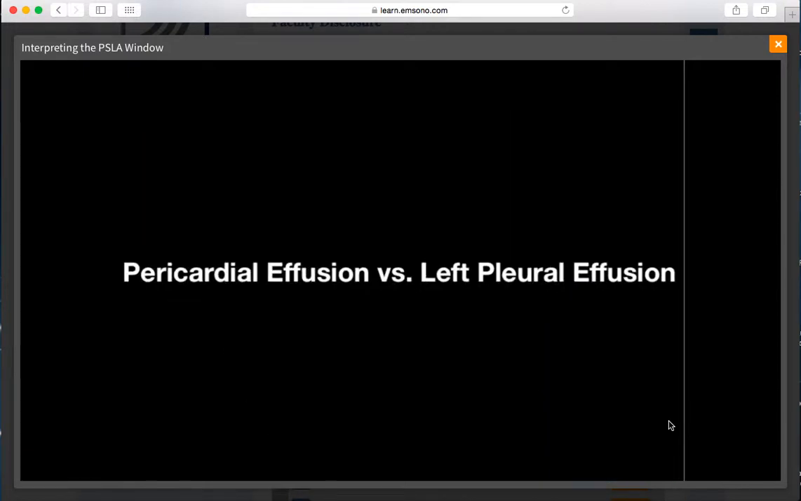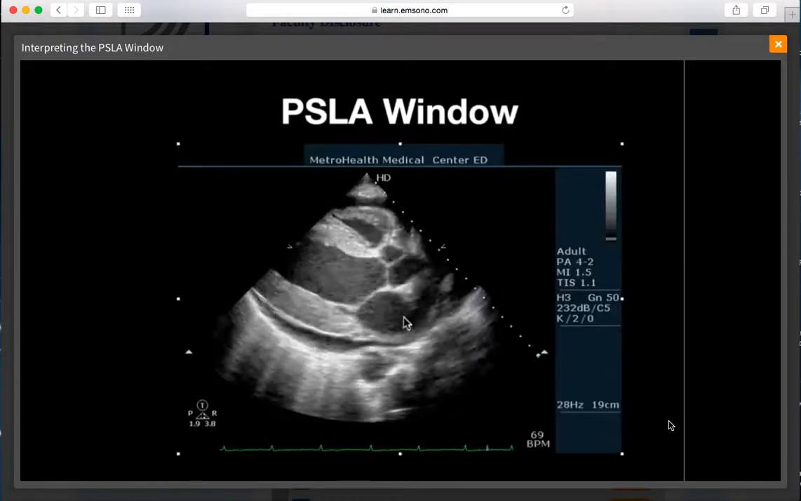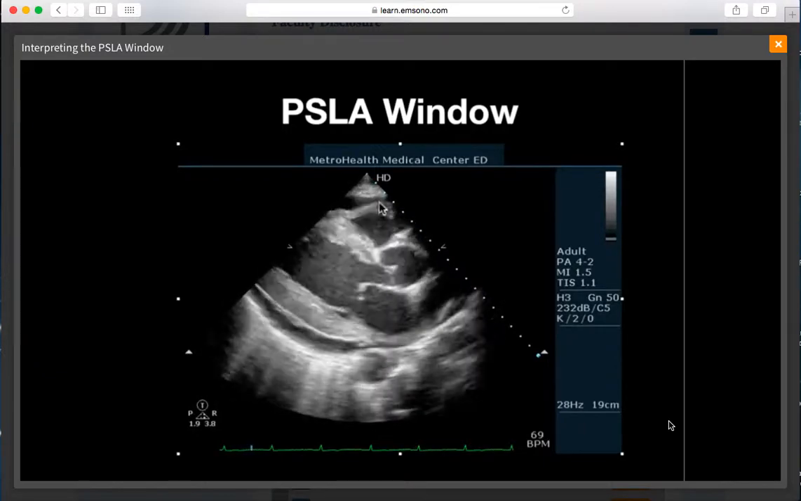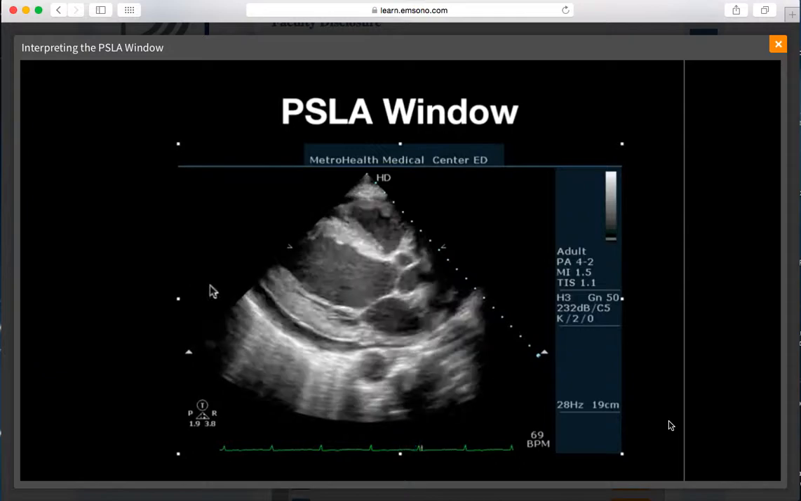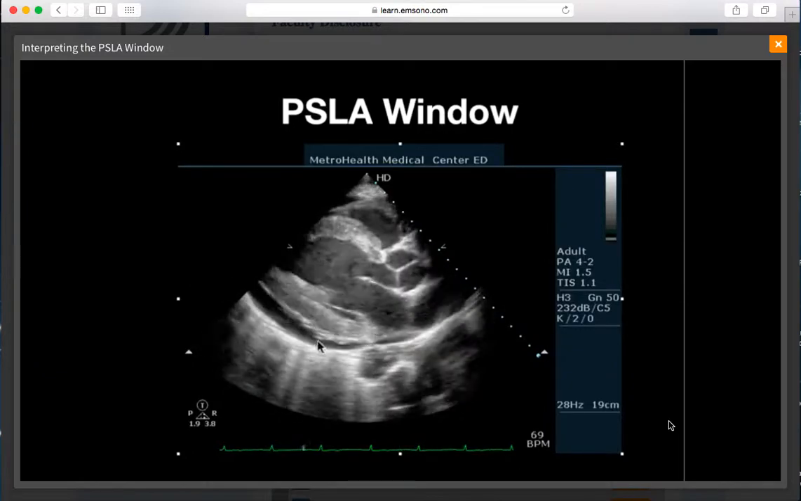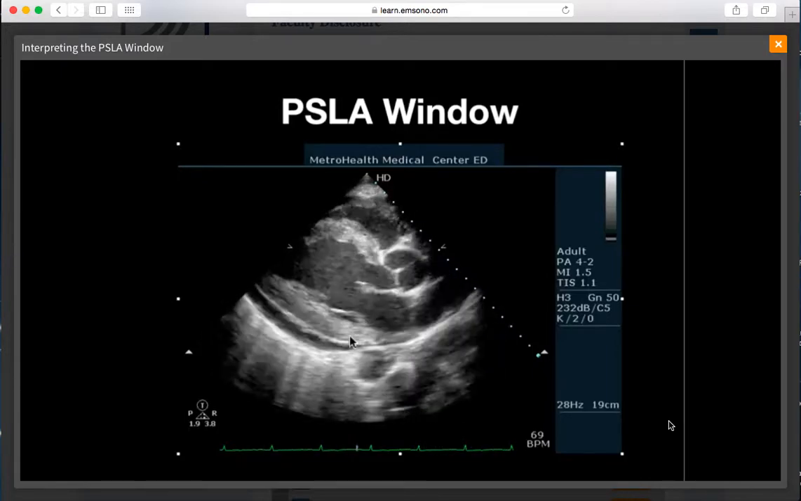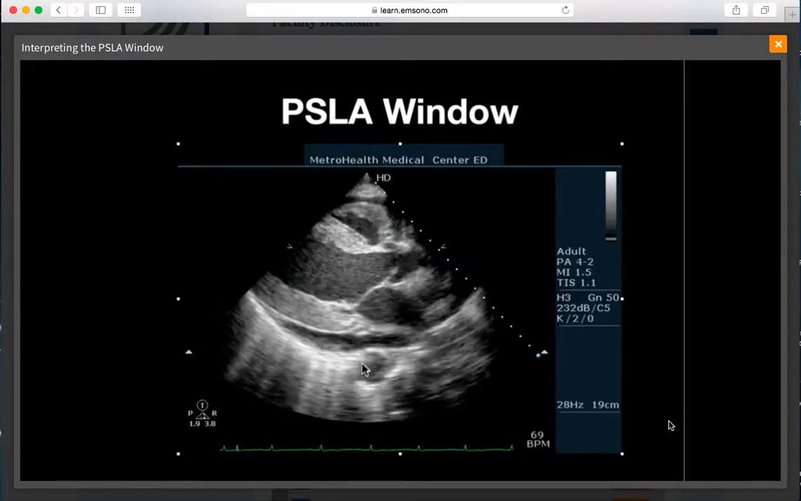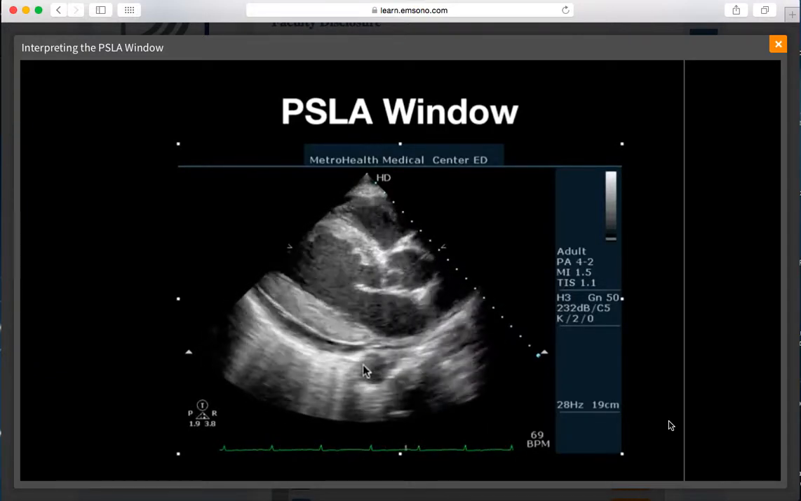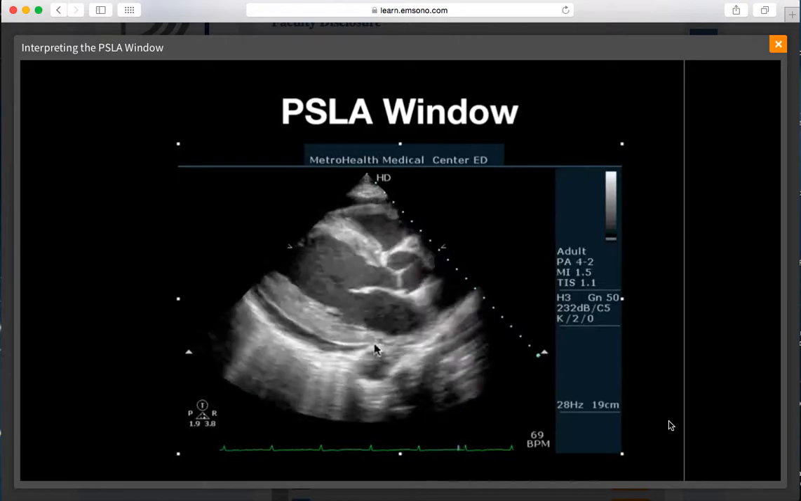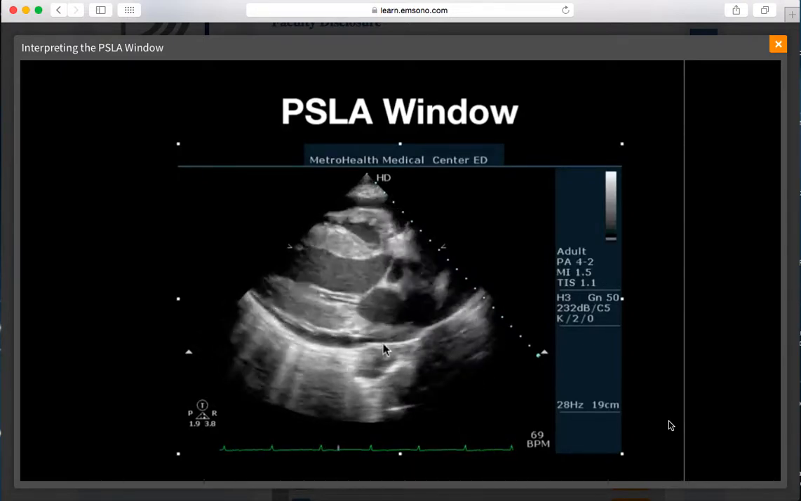Let's begin by looking at how to differentiate a pericardial effusion from a left pleural effusion on the parasternal long axis window. Let's take a look at this parasternal long axis window. You can see that there is an anechoic space here anteriorly as well as posteriorly, and you can see that this goes in between the posterior wall of the left ventricle and the descending aorta. So the fluid collection is anterior to the descending aorta, and it extends this way towards the AV groove.